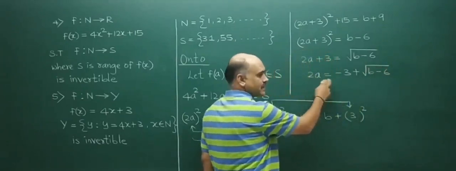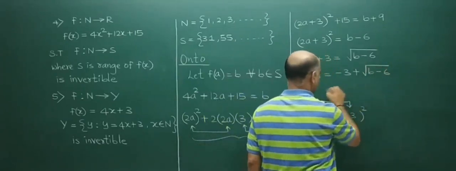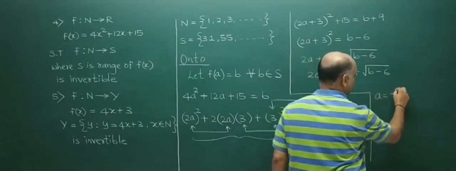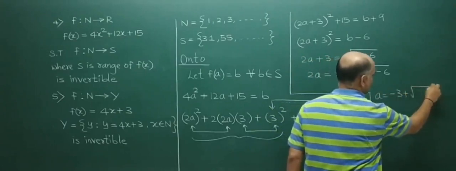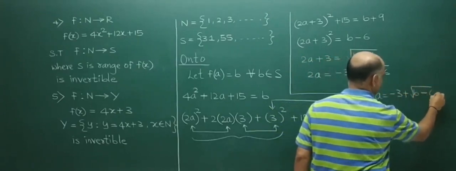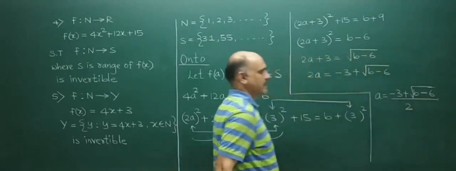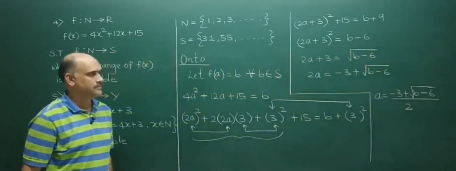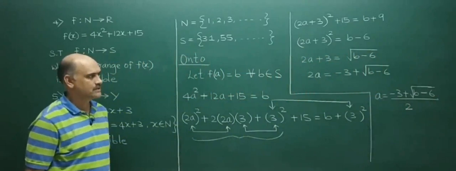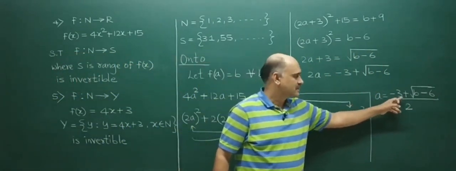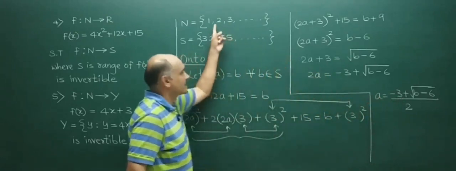Now you divide by 2. So you will have a is equal to minus 3 plus root of b minus 6, divided by 2. Now if you observe, this term should belong to N.